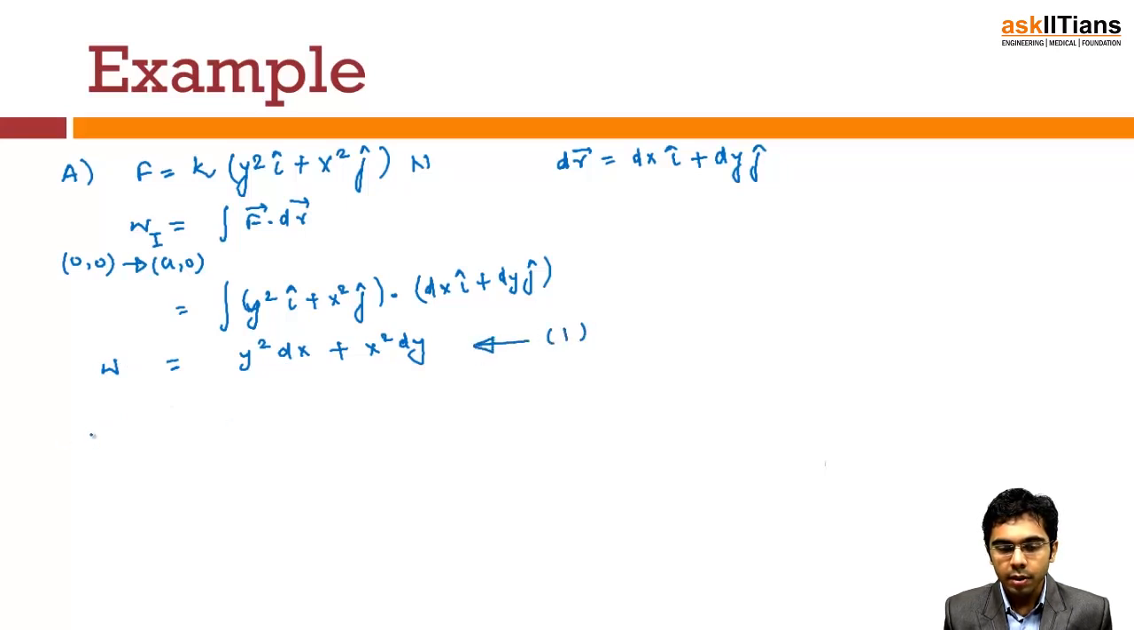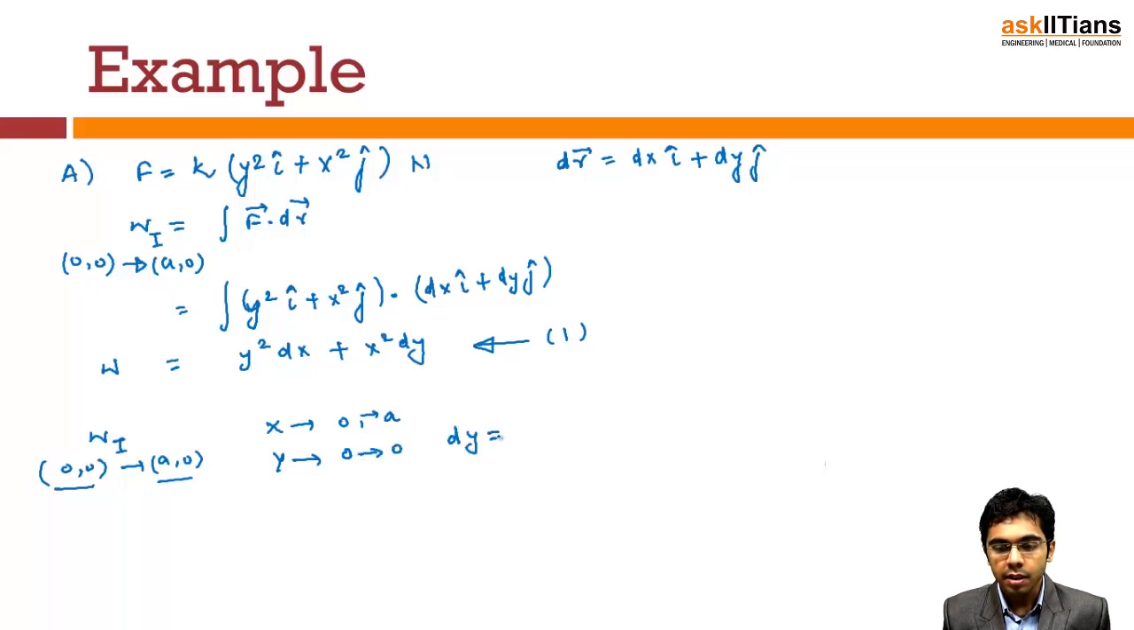Now let's find the work done going from point A to B, that means from 0,0 to A,0. If we look at the coordinates 0,0 to A,0, x is changing from 0 to A. But y is not changing. Initial y is 0 and final y is also 0. So we can say that the change in y, or dy, is equal to 0.